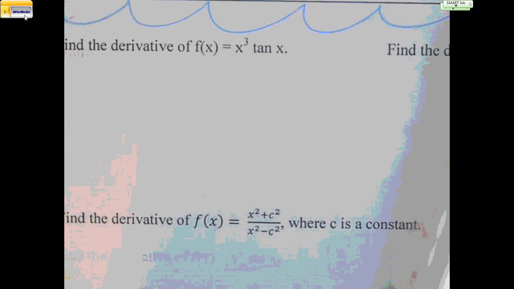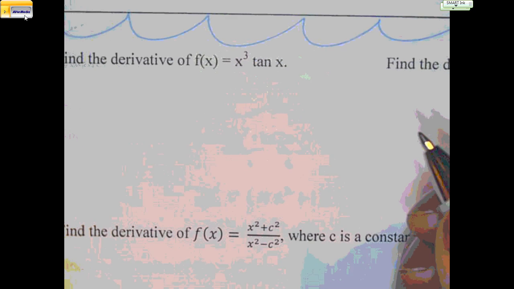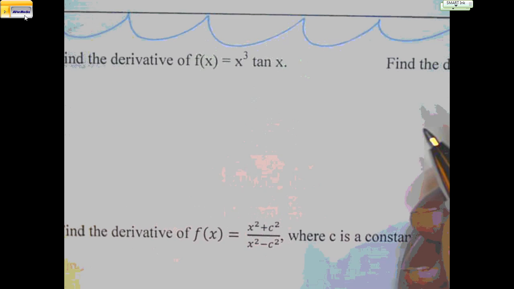All right, let's find the next one here. We've got the derivative of x cubed tan x. Are you going to use some kind of product or quotient rule, or can we just dig right in? Product rule, you have to. We have 2 functions here.